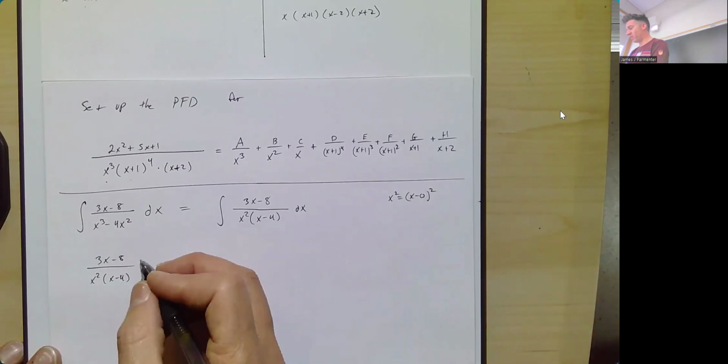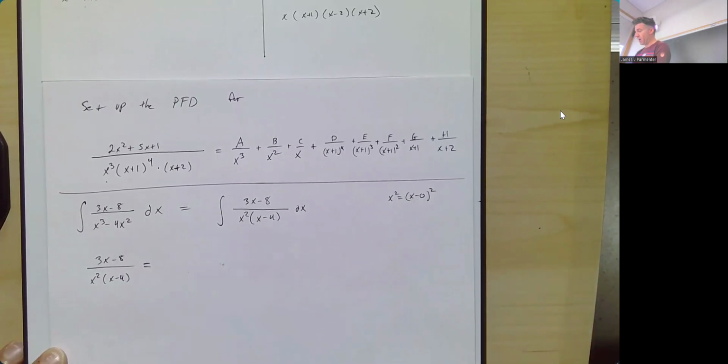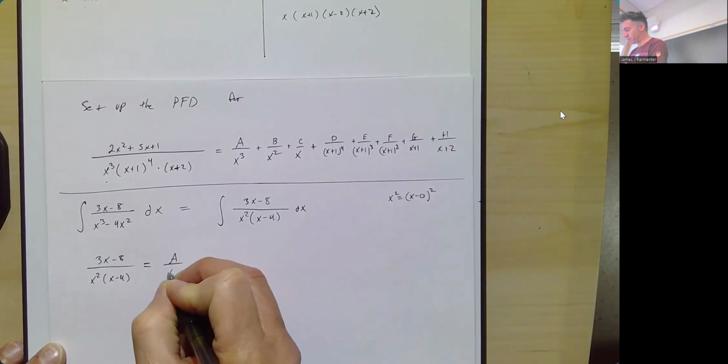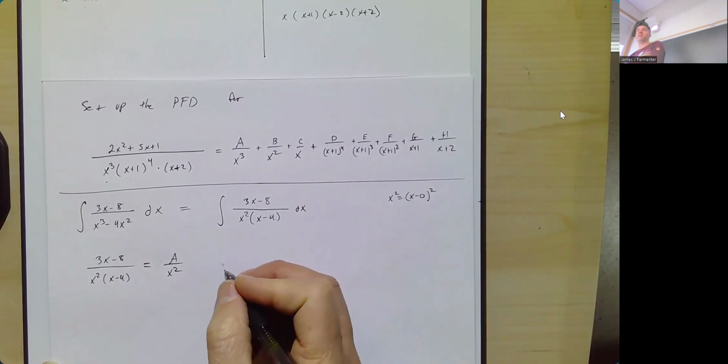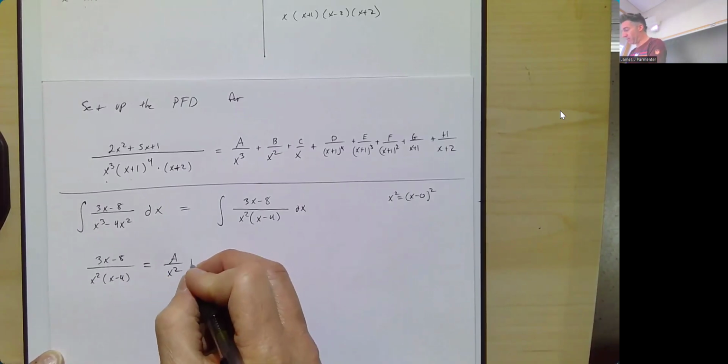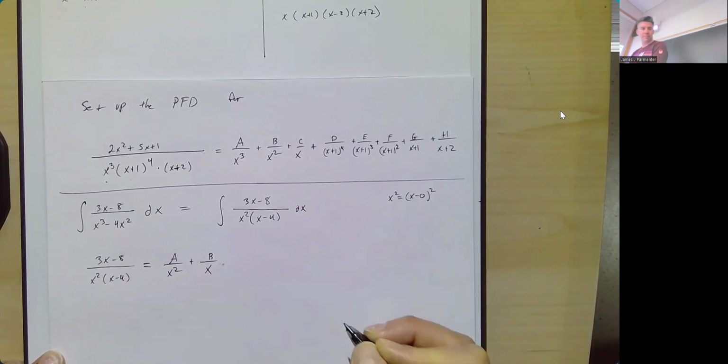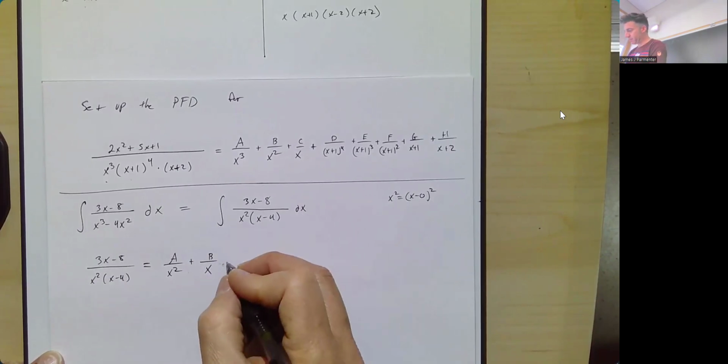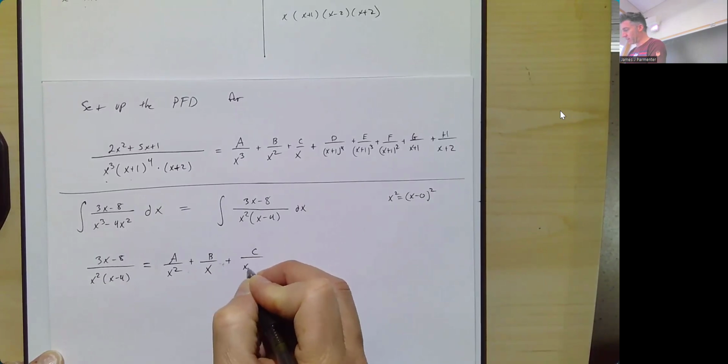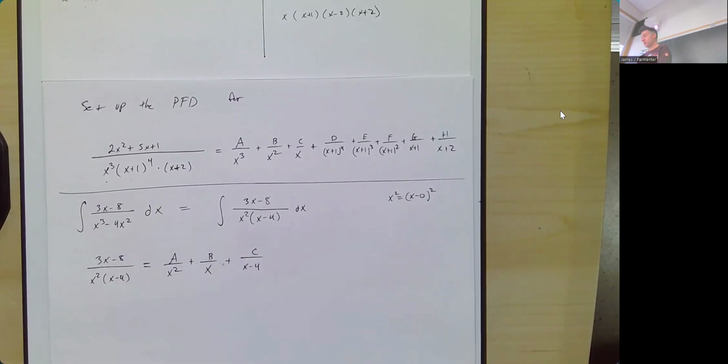So then when we start writing this partial fraction decomposition, I'm going to have A divided by x squared, and then every lesser power of x down to 1, which is going to be B over x. And then plus C over x minus 4. And then we do the usual thing. We multiply both sides by the common denominator.